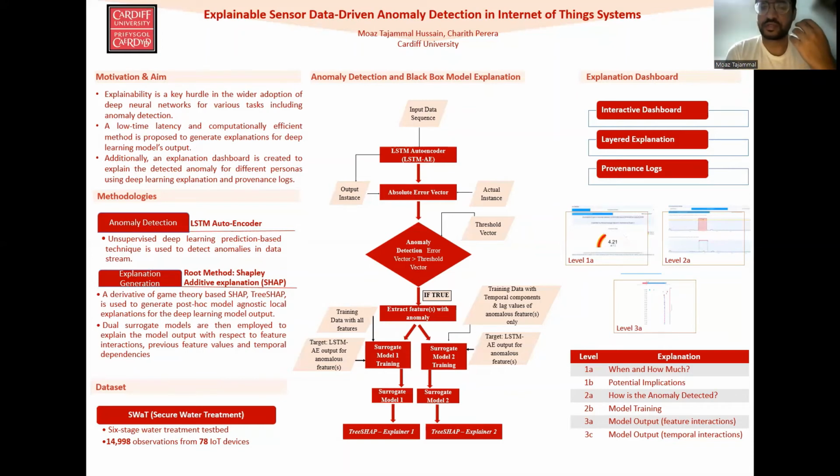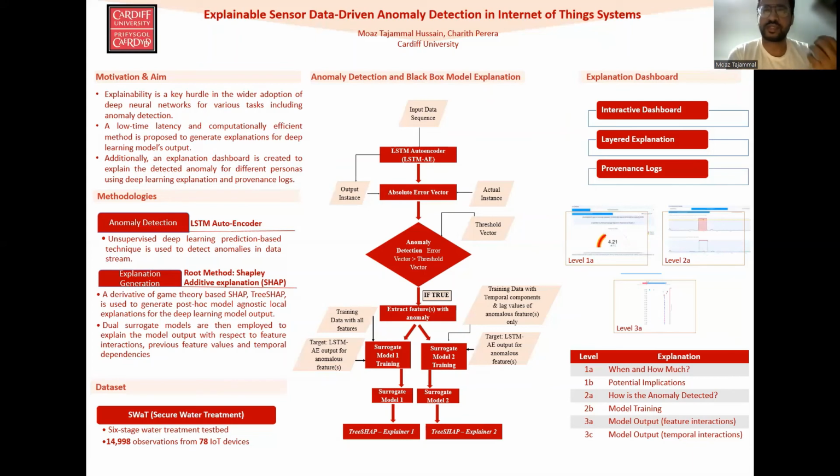Apart from the explanation of the deep learning model, we also create the explanation dashboard, which is an interactive dashboard that the user can interact with, and the user can then select whichever aspect of the detected anomaly, feature and time window that they want to probe. The explanation dashboard presents the explanations in a layered manner using the provenance or the historical logs. We have 6 layers in our explanation dashboard. 1A tells the user when the anomaly occurred and how anomalous it was. 1B then tells the user about the potential implications that that particular anomaly could have.